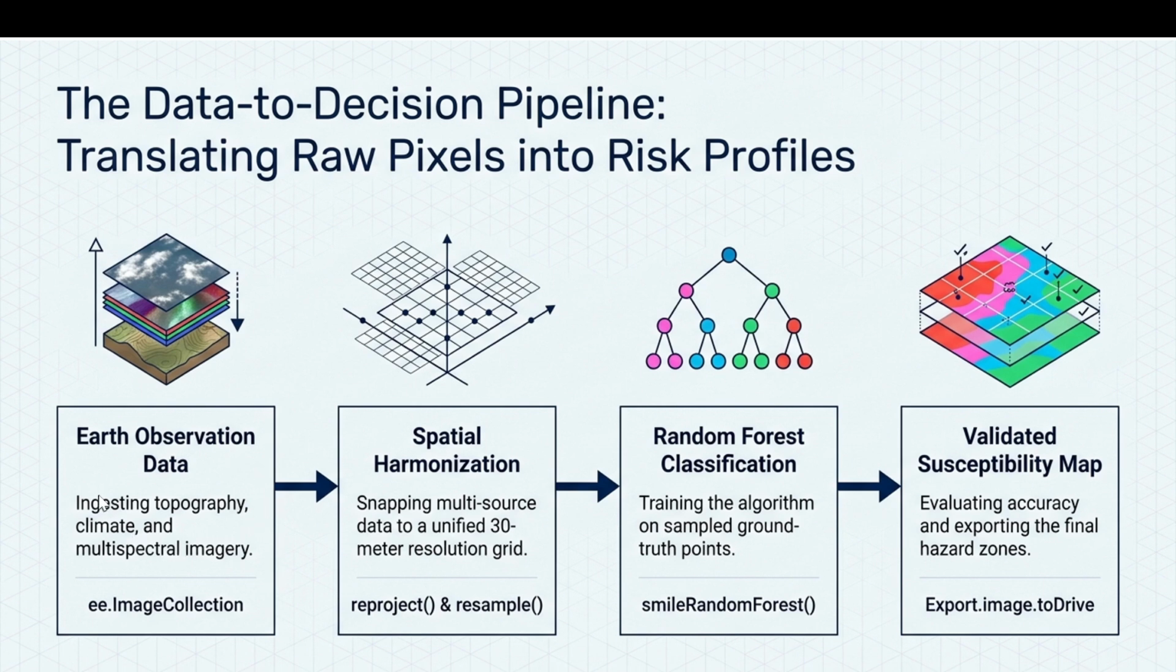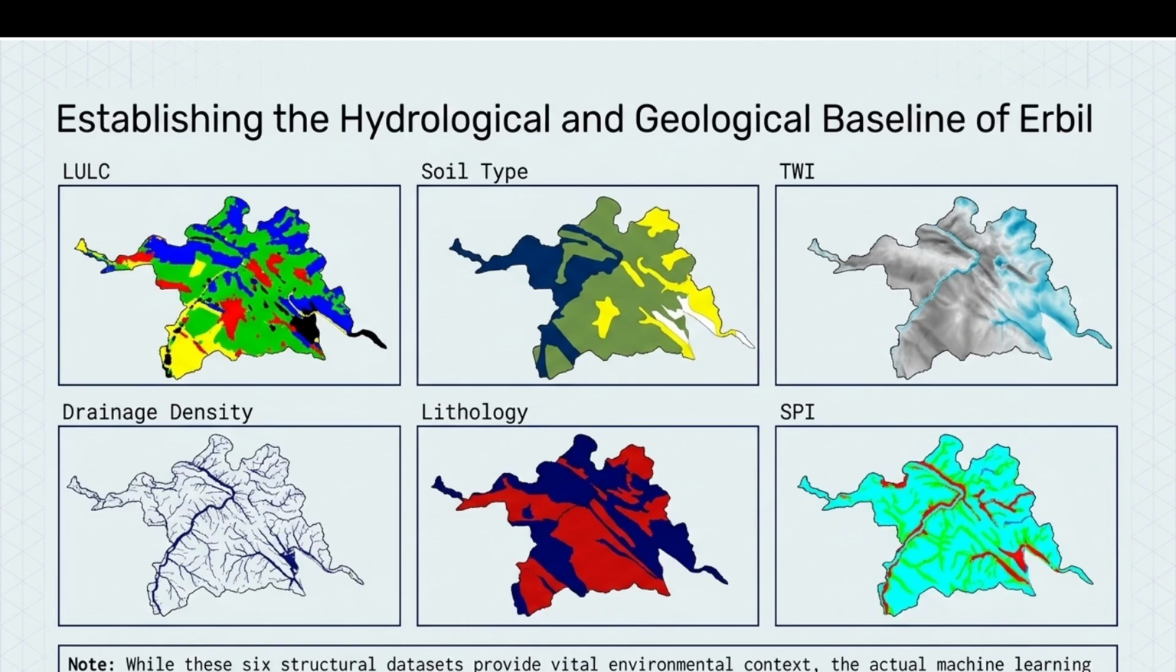Suppose first step, we simply need the topography data, climate data, multispectral imagery data, and the earth observation data. After that, we apply spatial harmonization. Okay, resample the data, reproject the data. Further apply the random forest classifier or random forest algorithm. Then validate the susceptibility mapping. Okay. So same as the previous one, we need to create some data. Before applying flood susceptibility mapping or flood hazard mapping, we need this type of data.